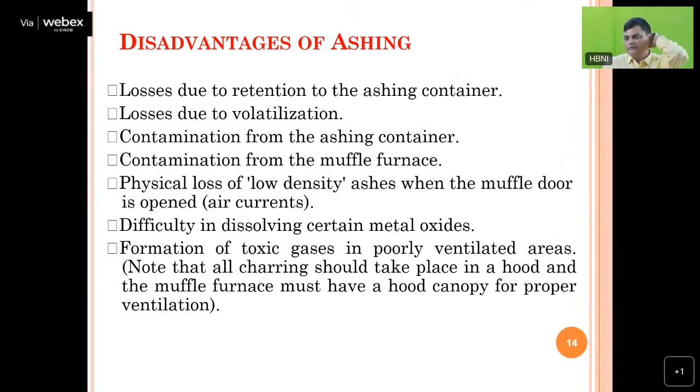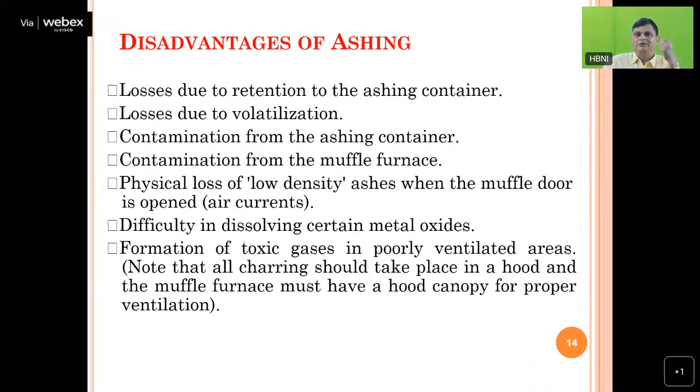And what are the disadvantages of doing this dry ashing? Losses due to retention to the ashing container. Then there may be losses due to volatilization, contamination from the ashing containers, contamination even from the muffle furnace, and the physical loss of low density ashes. If somebody has performed these ashing things, or even heated elements in a muffle furnace, you have seen that once you open the muffle furnace, if the ash is of very low density, a lot of ash will come out. So you are losing your analyte, and you will not get proper results.